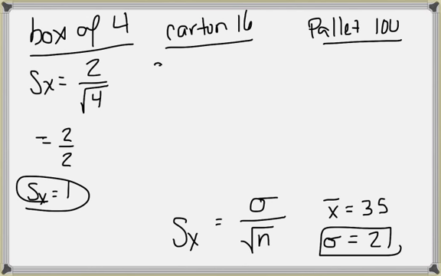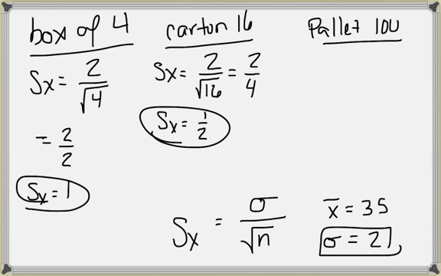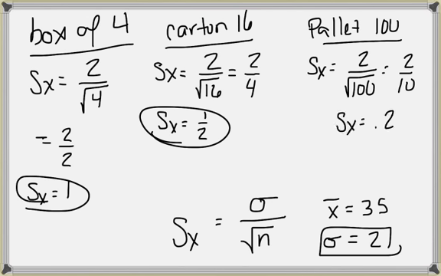Now for a carton of 16, 2 over the square root of 16, which is 2 over 4. So our standard deviation here is half a pound. Then for a pallet of 100, 2 over the square root of 100, which is 2 over 10, so 0.2 pounds. So there is our standard deviation for each type of shipment.